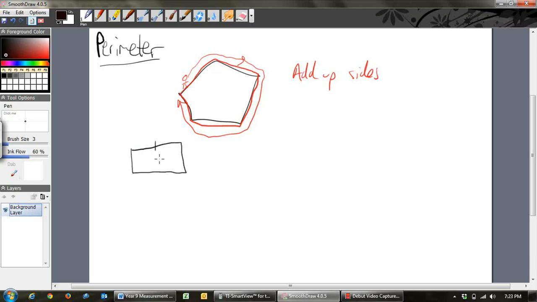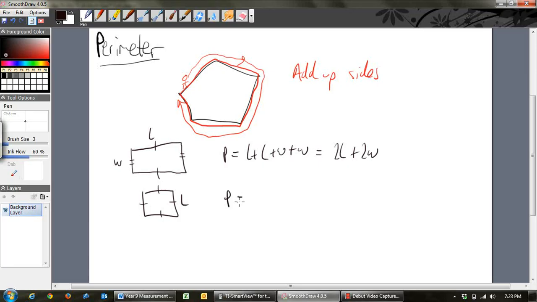So our rectangle. If we've got a rectangle with sides like that, and you've got length here and width here, for the perimeter you just add up the sides. It's just L plus W plus L plus W. A fancy way of saying that is 2L plus 2W, but all you do is add up all the sides. Nice and easy. For a square, if you've got all the sides equal, with the length there, the perimeter is just L plus L plus L plus L, because they're all the same, 4 together, and that's just 4 times L. Okay, so there's your rectangle, there's your square.